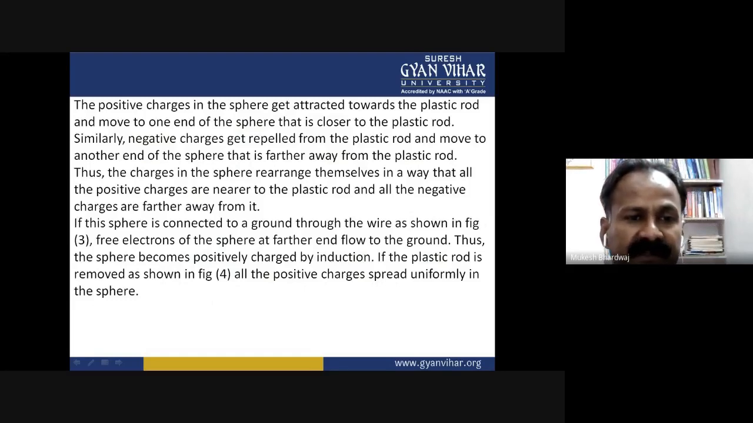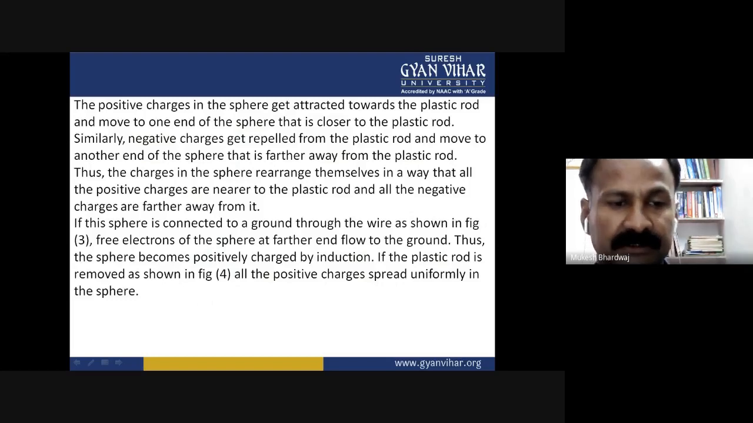If this sphere is connected to the ground through a wire as shown in the figure, free electrons of the sphere at the farther end flow to the ground. Thus the sphere becomes positively charged by induction. If the plastic rod is removed as shown in figure 4, all the positive charge spreads uniformly in the sphere. Next.